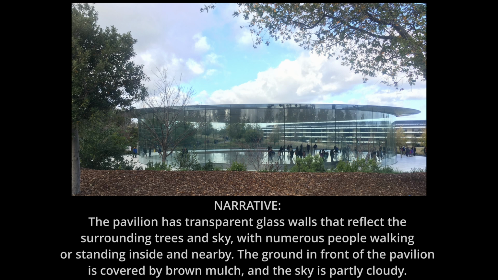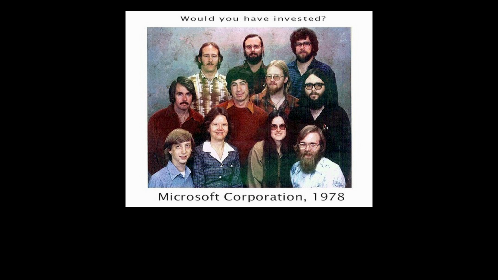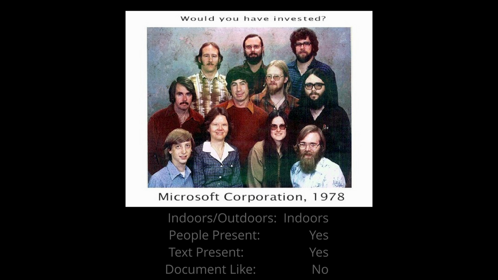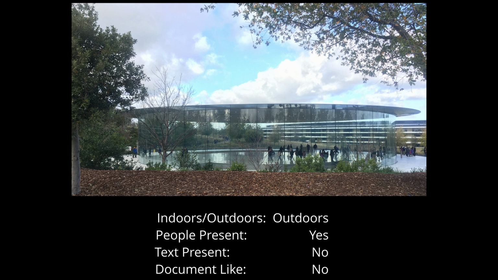I also generate a longer description that includes secondary objects and background details. The extracted text field contains text that appears in the image, such as signs, document text, app screens. And I have a set of 4 booleans which are super helpful for winnowing the data, such as are people present in the scene? Is this indoors or outdoors? Is it a document? Is there text present?